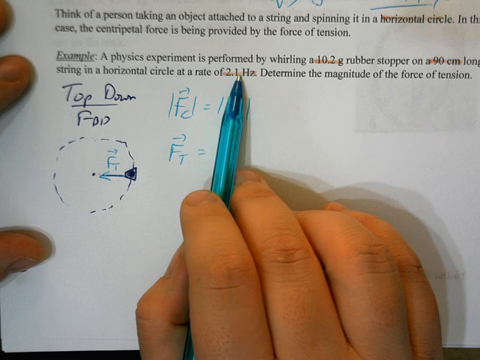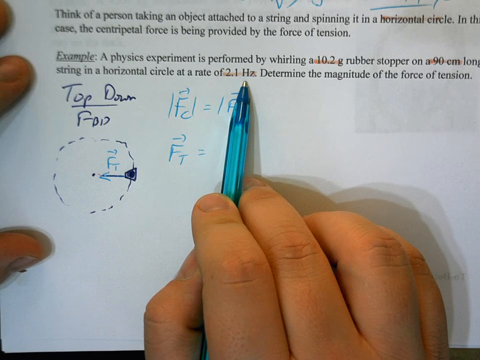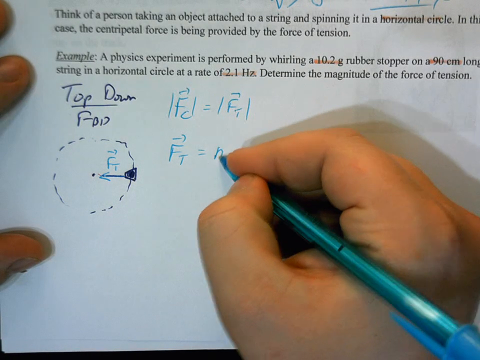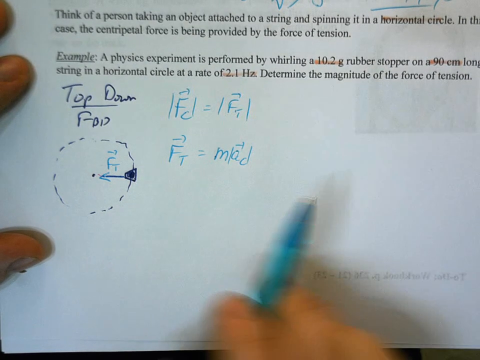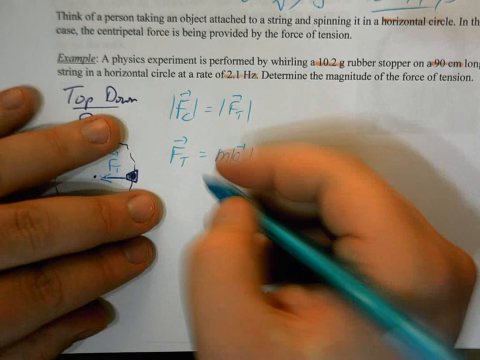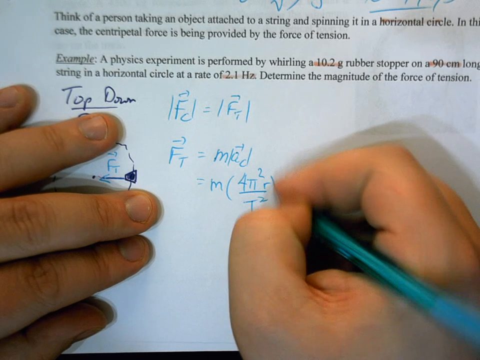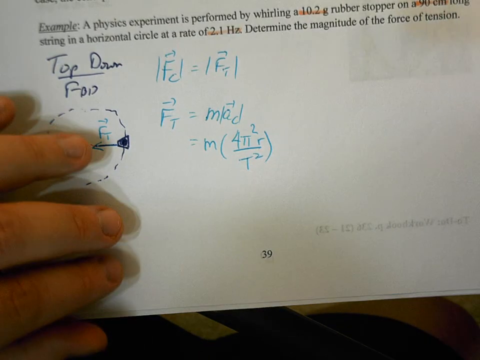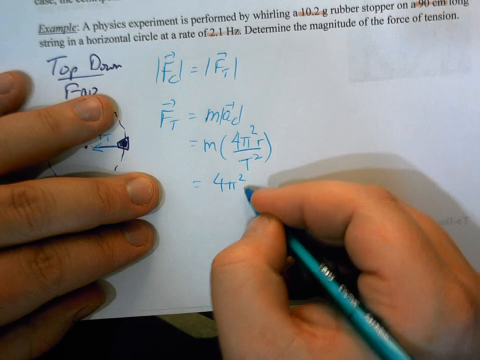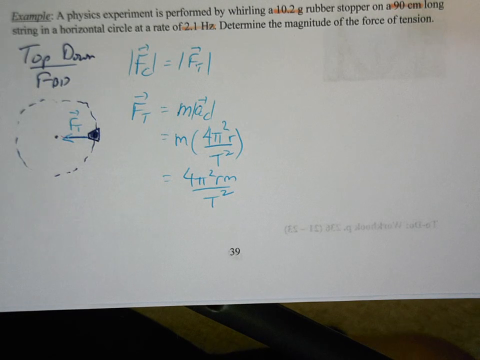Now we're given the frequency in hertz. We probably would like to convert that to period, so we're probably going to want a value for centripetal acceleration that involves period, because we know centripetal force is just m times centripetal acceleration. So that's where we're going to use this 4 pi squared r over t squared. Or you could write it as 4 pi squared rm over t squared. Or if you want to calculate other things, like period, then speed, and then use mv squared over r, that's fine too.